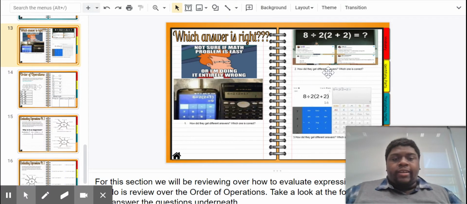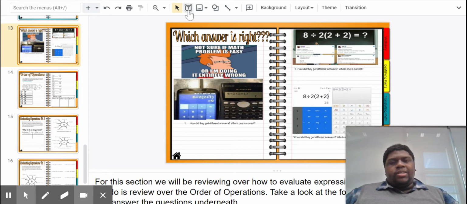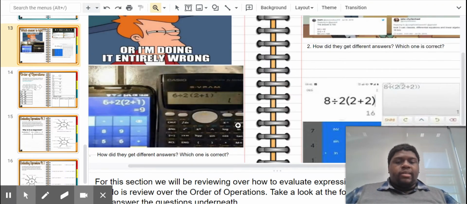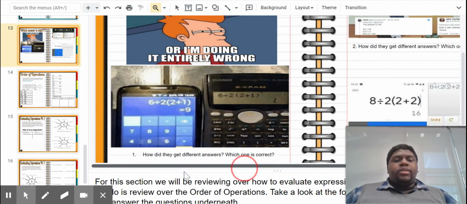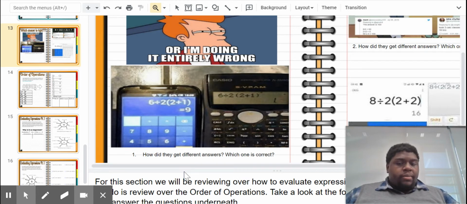All right, so this one right here is a quick little activity that I don't want you to freak out about if you get it wrong, because these are things that even adults get wrong from time to time. We have three questions here. Each of these questions gives you a simple math problem. Each shows two different calculations for that problem, and they're getting different answers. So we see over here, we have this and this. They're both giving you the same equation, but they have different answers.